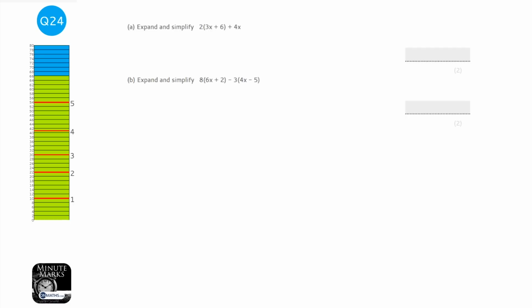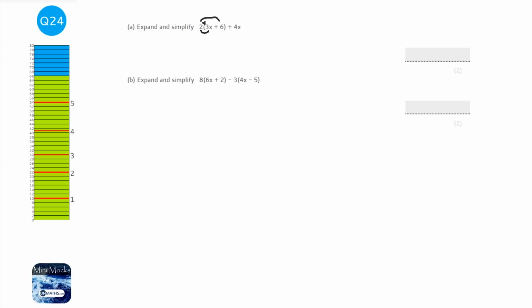Okay, there's more than one way to expand and simplify a single bracket. You're essentially doing the same thing, but some of you might want to draw grids or do it in a different way. I always just use smiles and rainbows, so I just create a smile between the 2 and the 3x, and a rainbow between the 2 and the 6, and I put a little times sign there to remind me to times it. Just put a notch through the bracket.